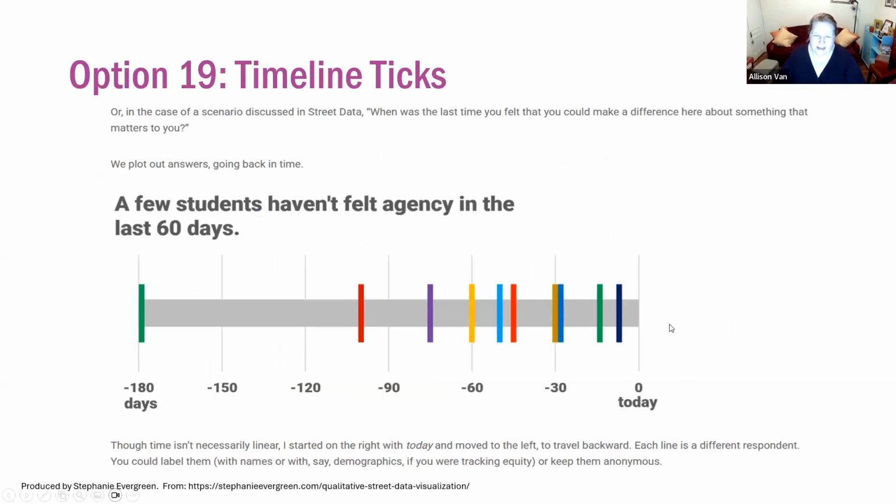Okay, option 19, timeline ticks. So in this case, this is an inverse timeline where you start with today and then you go backwards. And the title says exactly what they want you to pay attention to. A few students haven't felt agency in the last 60 days. So you look and you go, okay, yeah, there's 4 students who haven't felt agency in the last 60 days. And then, of course, I go immediately to, oh, wow, one hasn't felt it in 180 days. Nobody has felt it in the last, hard to tell what that is, maybe like 4 or 5 days.